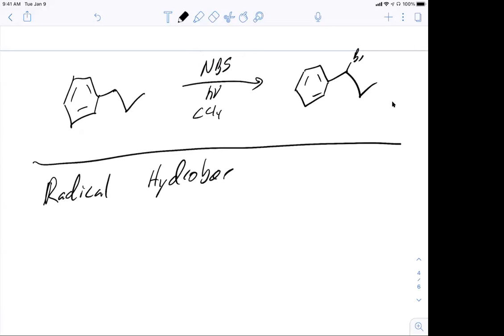Yeah, and so the H nu is light energy. Again, we can use light. Radical reactions work well with light energy. A few of them work well with heat. So whenever you see the H nu, that's just light. Radical hydrohalogenation.